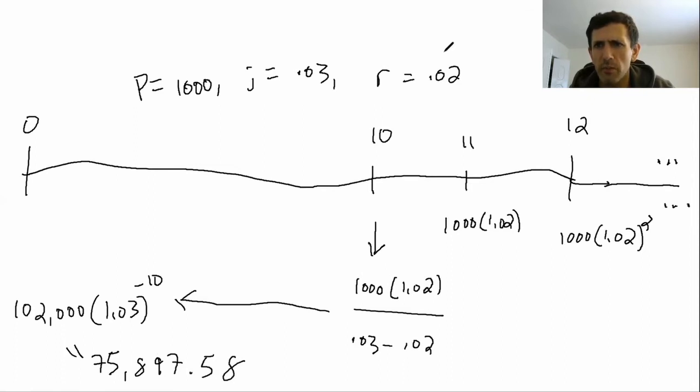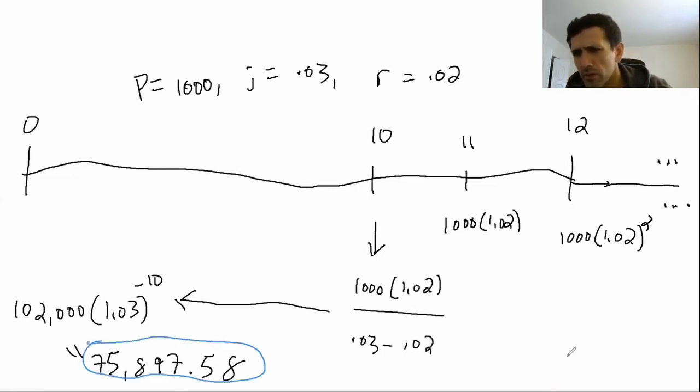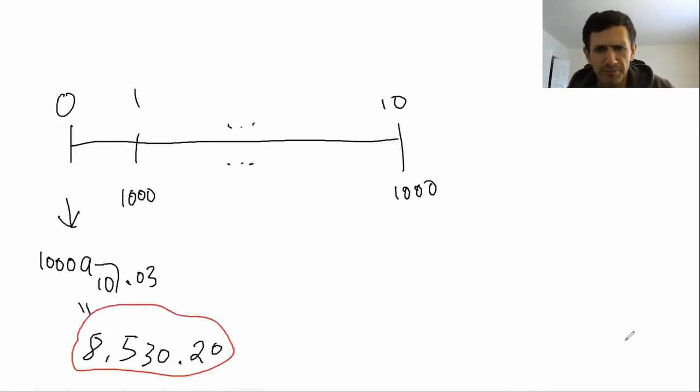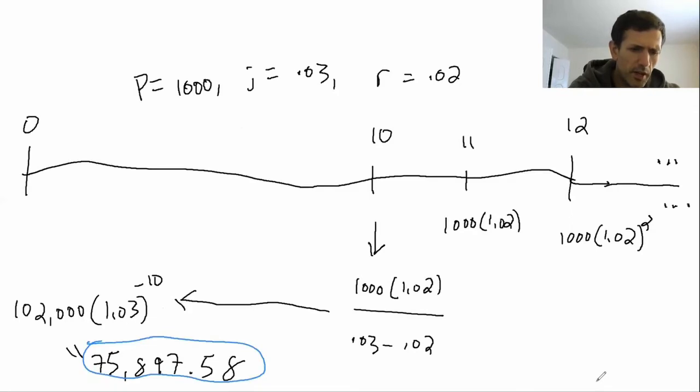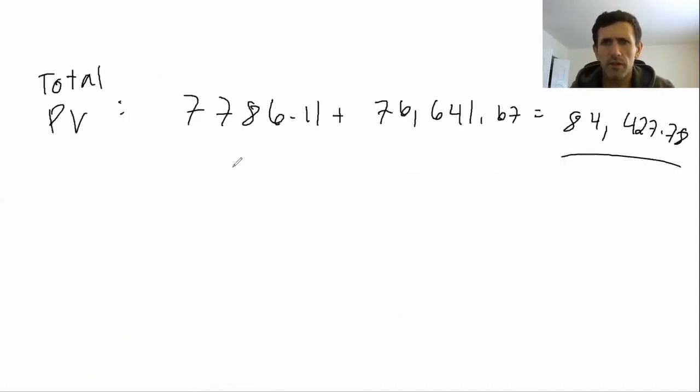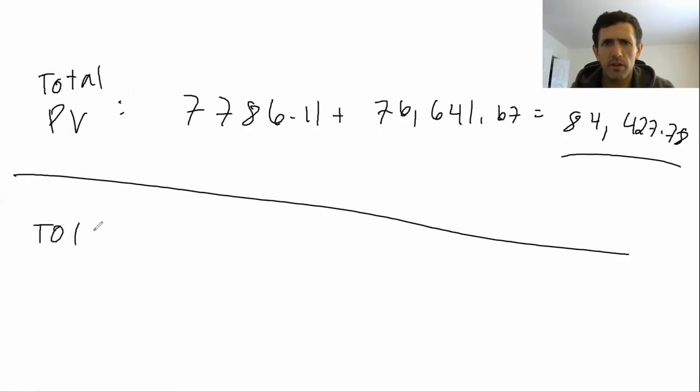Let's just check that it doesn't matter, that we get the same answer. Right, so 8,530 and 20 cents. Let me write that down. Okay, and let me write down the other one, 75,897.58. So let's just check, add the two up. So total present value, doing this problem a little differently.